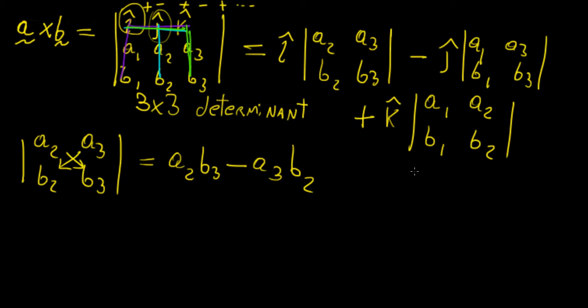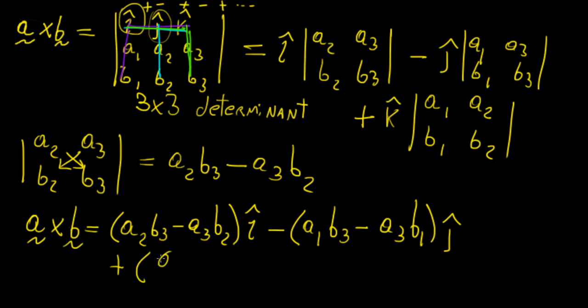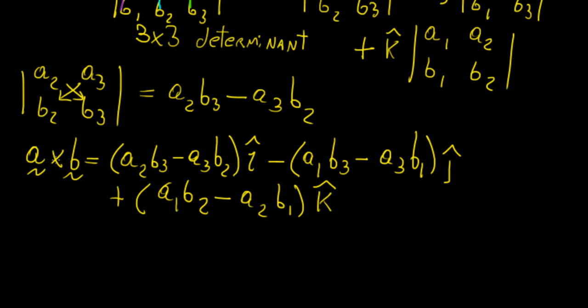And we're going to do the same for each of these. So in the end, you can represent your vector cross product in the following way. You're going to have (A2 B3 minus A3 B2) times i, minus (A1 B3 minus A3 B1) times j, plus (A1 B2 minus A2 B1) times k. So this is how you go about actually calculating a vector cross product.